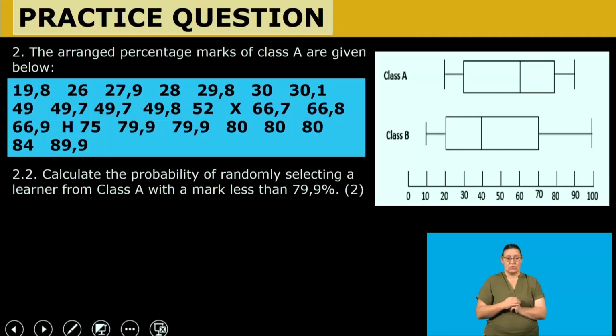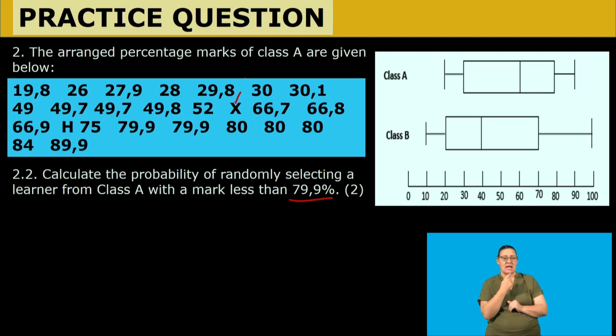2.2, calculate the probability of randomly selecting a learner from class A with a mark less than 79.9%. Remember, when you see x, what you write is 60. So any value that is less than 79.9, here is our 79.9. It means you don't include 79.9. So you'll start counting here. H is also a value, so we'll include it.